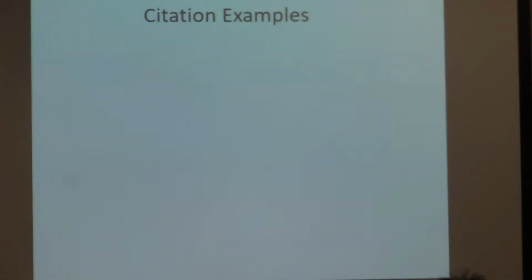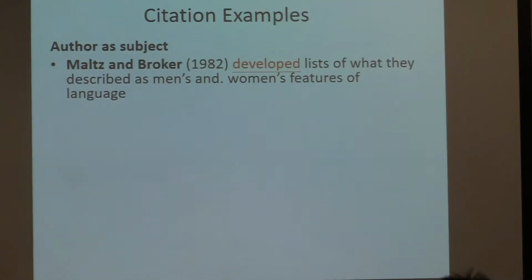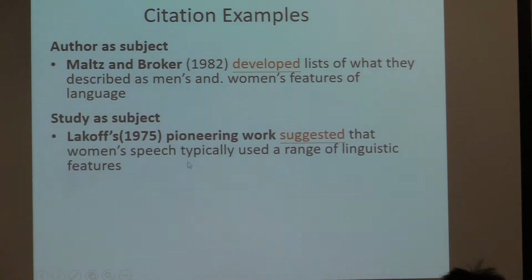Okay. Now give me an example, okay? Author as subject, for example, Mouse and Broker, this author, right? And you indicate the year of publication, developed, lists, blah blah blah, right? Use the verb developed, okay? Okay. So author as subject. Also, study as subject.